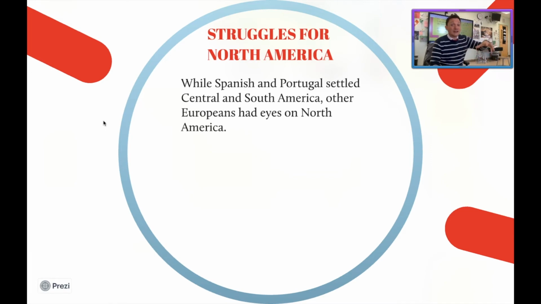Because while the Spanish and the Portuguese settled in Central and South America, particularly the Portuguese being in Brazil, other Europeans had eyes on North America, particularly the east coast of North America, as well as what is now modern-day Canada. So that is really a big question of who are going to be the two countries that claim vast amounts of territory in that area. Let's take a minute to see if you can guess.